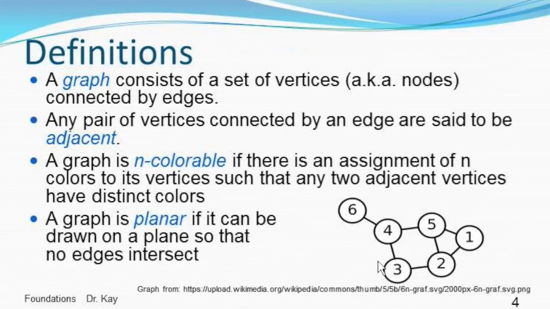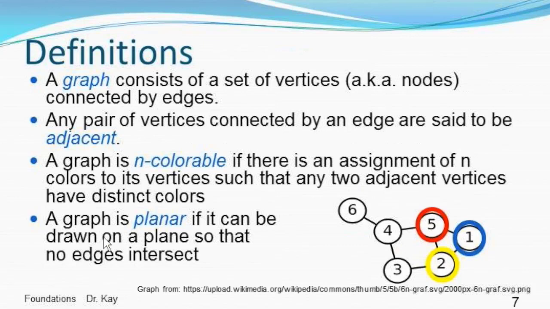But the vertices 4 and 2 are not adjacent. We call a graph n-colorable if there is some assignment of colors to the vertices so that any two adjacent vertices have distinct colors. So for example, this graph here is 3-colorable. Let me show you. If I say, well, let's let 1 be blue, then the vertices that are adjacent to it need to be different colors. So maybe 2 is yellow and 5 is red.